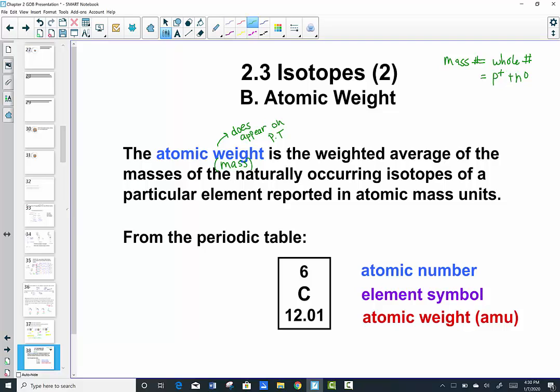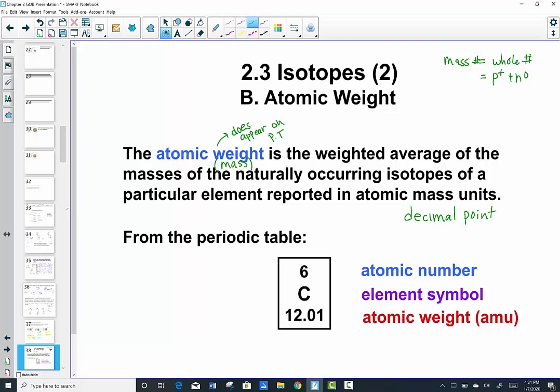It is the weighted average of all of the masses of the naturally occurring isotopes of a particular element. We take an average of all the different isotopes and report that average onto the periodic table. And that's why you see a decimal point. That atomic mass or atomic weight has a decimal point because we're taking weighted averages. How much does each isotope contribute to the total mass of all isotopes of carbon?